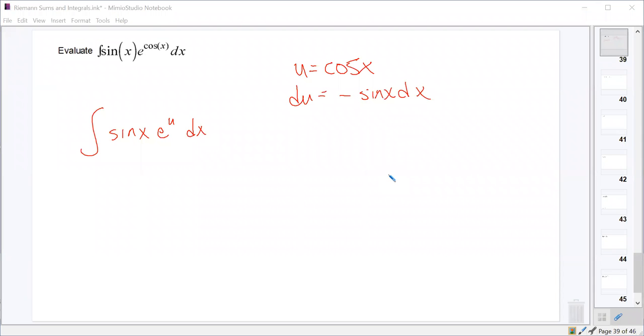So we want to get a negative sine x in there, so we can put a negative in, which means we would have to cancel that negative out with another negative sign, which we'll put outside. So we have the opposite of the integral of now e to the u, and negative sine x dx is du. So we can just make this negative integral e to the u du. And whether this negative sign is outside the integral or inside the integral, it doesn't really matter.